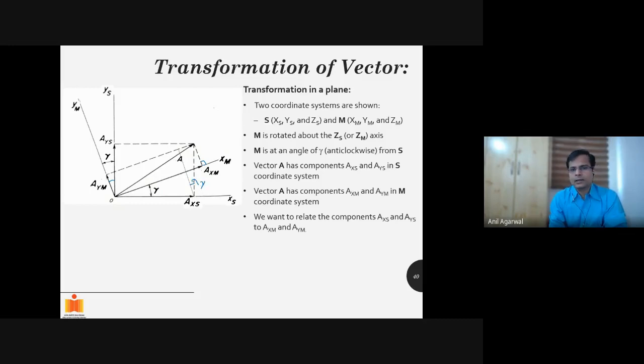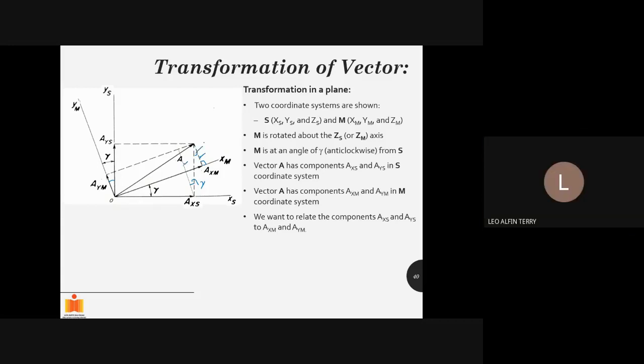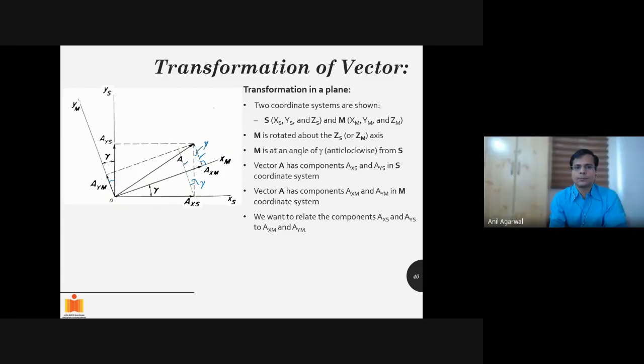Okay. And if this angle is gamma, what is this angle? These two lines are parallel, right? This line and this line are parallel. This is also gamma. Okay. With this knowledge, let's try to move forward. Now, I want to know what is the value of AXM from here to here.